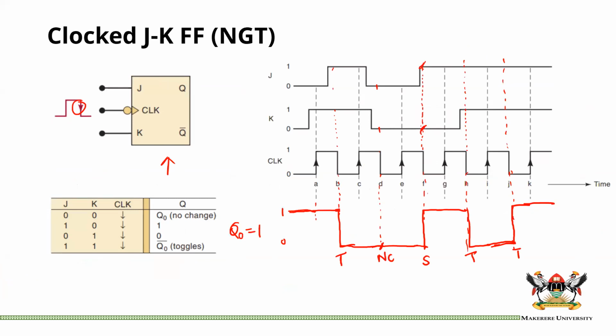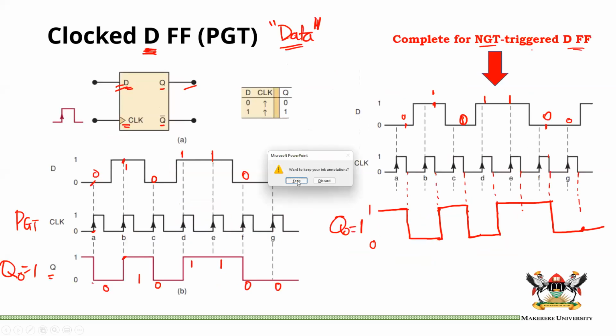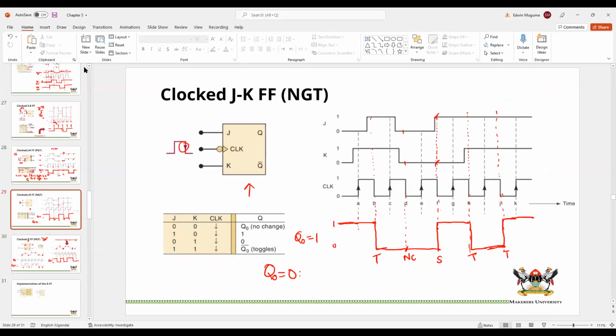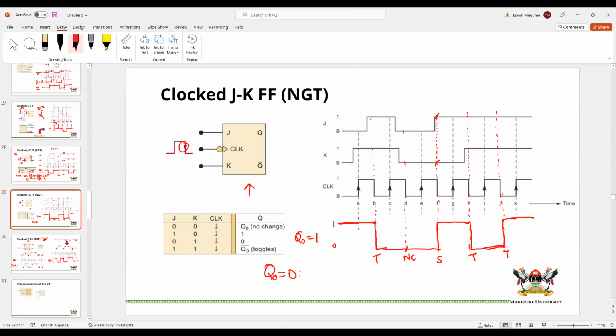I mean, we could have assumed that Q naught is a 0. It wouldn't make a difference because the operation would still be very much the same. For instance, in this case, instead of a 1, we would just start at a 0, and our operation would now be like that. So our assumption at the beginning actually doesn't matter.